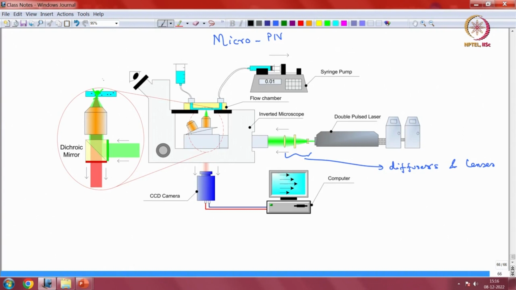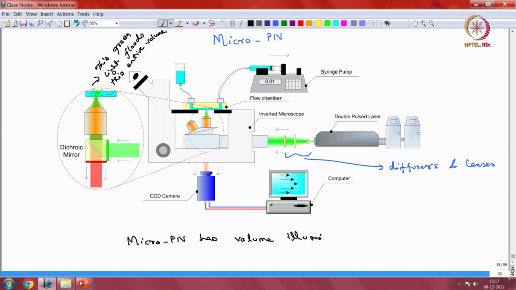this green light that we have drawn here floods this entire volume. And because of this, you end up having volume illumination. So micro PIV has volume illumination instead of light sheet illumination.